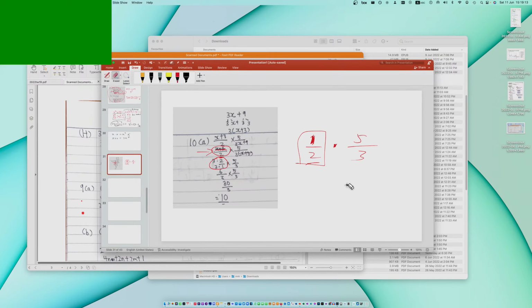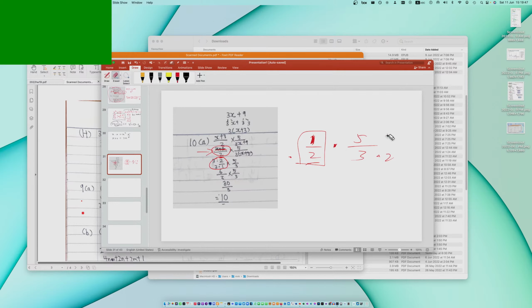Next, look at the screen. 1 over 2 times 5 over 3. What you are supposed to do? Make it the same denominator. Combine. How to combine? Like, you must change the denominators. Same denominator. You try to do this? Yeah.